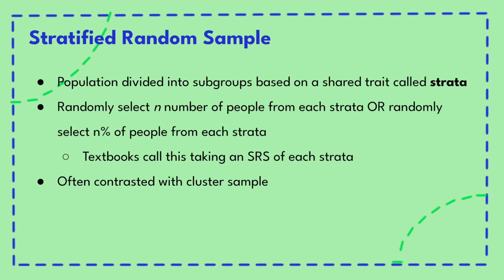So here the population is divided into subgroups based on a trait that they share. And this subgroup is called strata. So then we randomly select n number of people from each strata, or we randomly select n% of people from each strata. And those are the people that are in the sample. Textbooks tend to call this taking an SRS of each strata, which kind of makes sense.